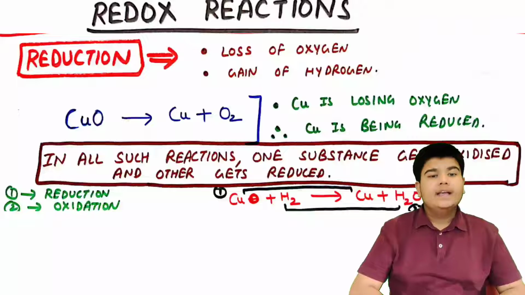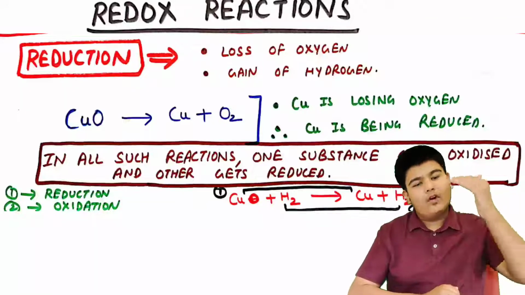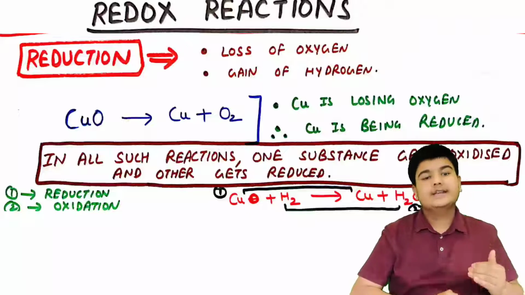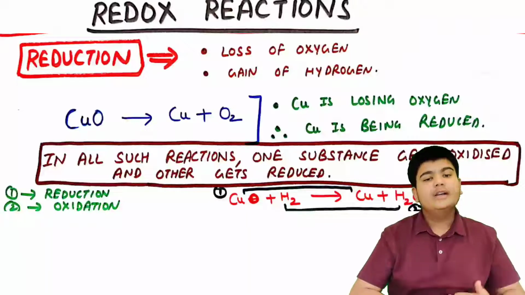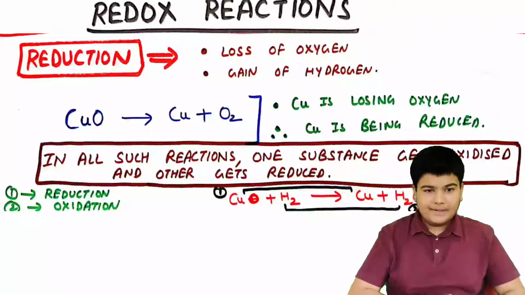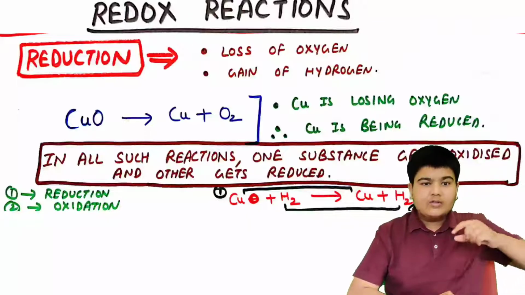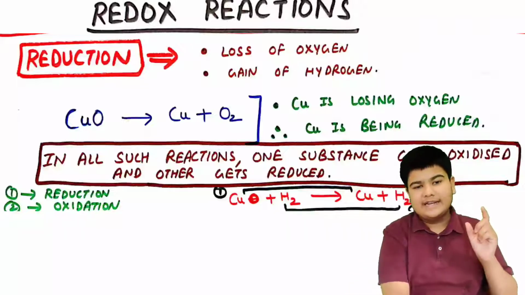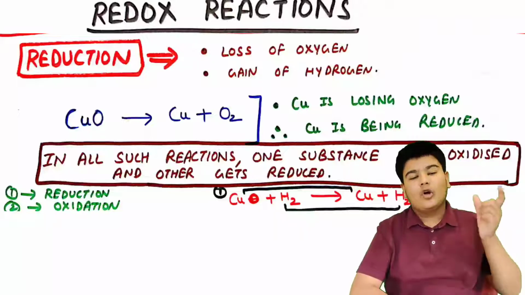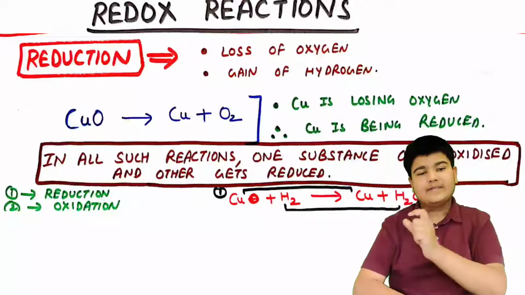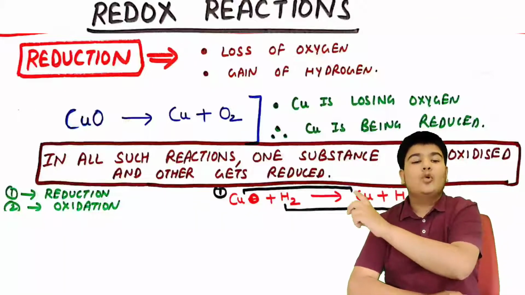Reduction. So this is the opposite of oxidation. Oxidation was gain of oxygen, reduction is loss of oxygen, or it is the gain of hydrogen. For example, now we will take the opposite reaction. In this reaction, copper oxide is being decomposed into copper and oxygen. So CuO is equal to Cu plus O2.